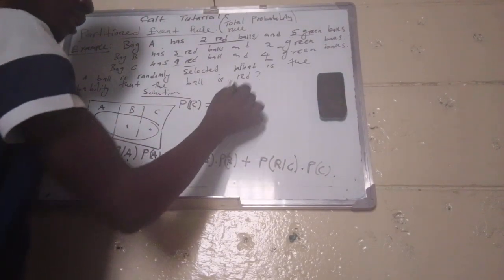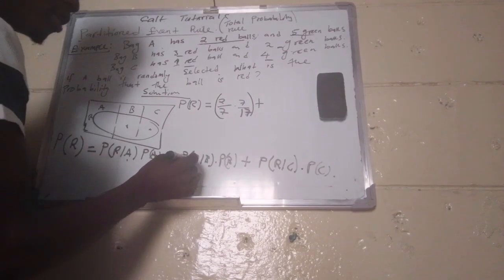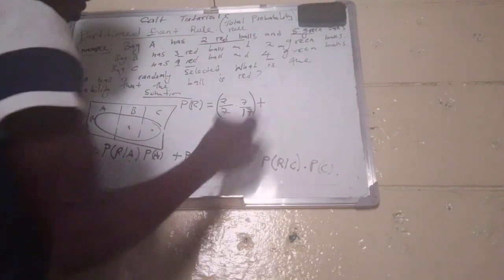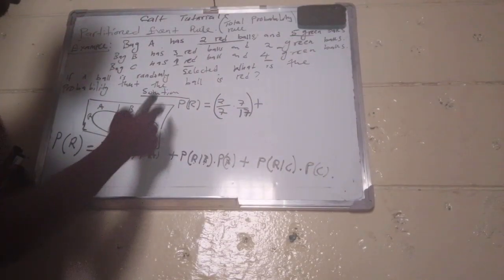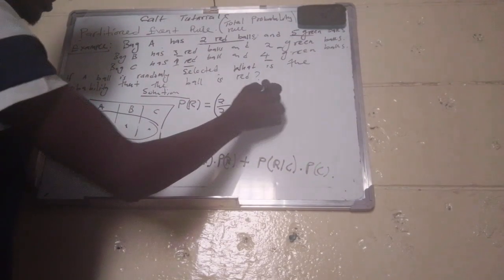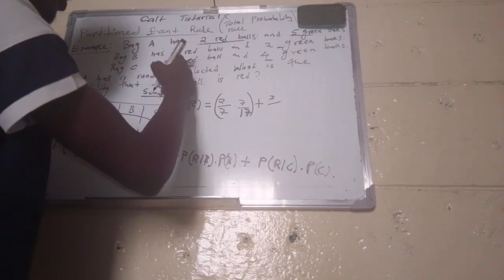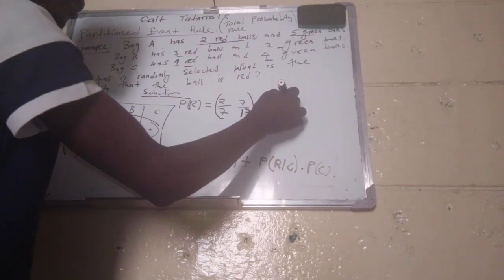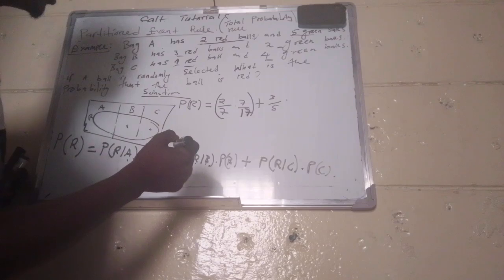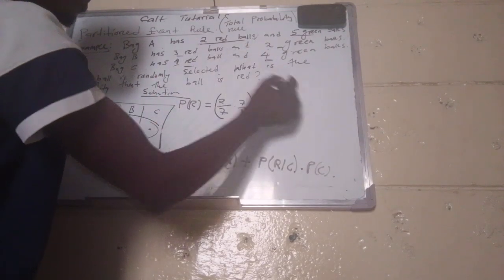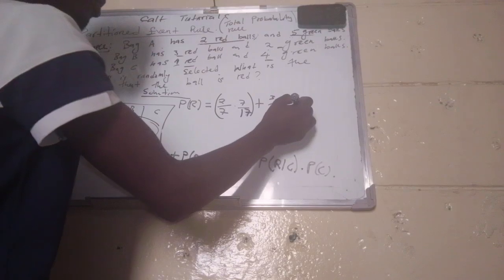This outcome plus the probability of R given that it is in B. How many reds do I have in B? It's 3 over how many balls? 3 plus 2, which is 5. Multiplied by the probability of B. For the probability of B, I have a total of 5 balls over a total of 17 balls.